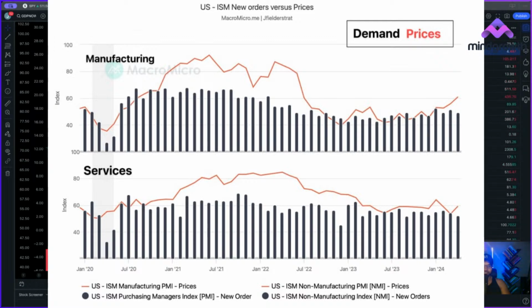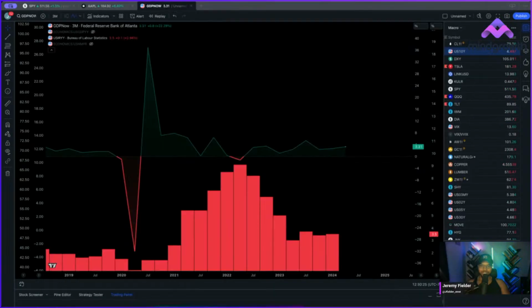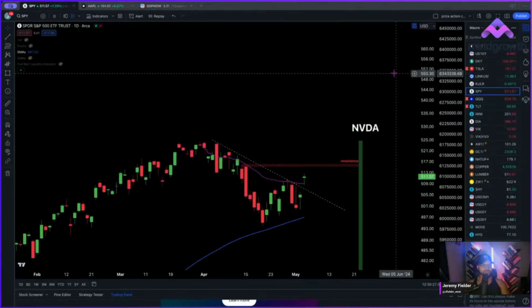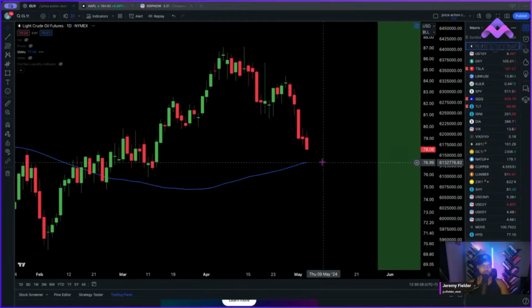Oil prices are another big input. Oil is tame. We'll throw on the charts here. Look, oil is tame. Let's go to oil and take a look at it. Oil's the big input to inflation.